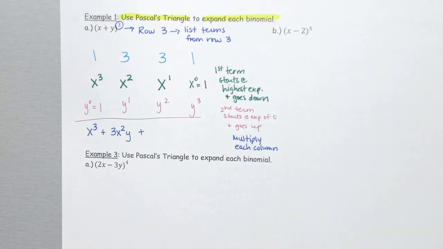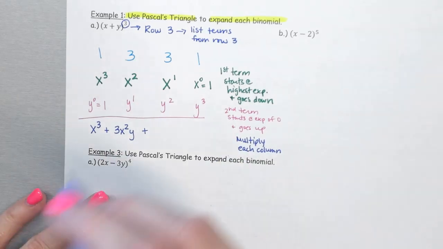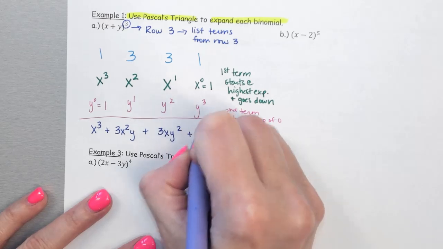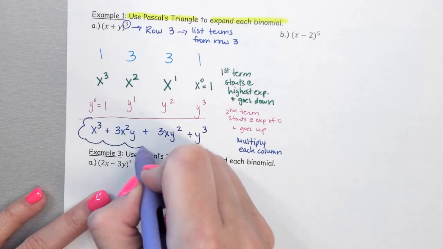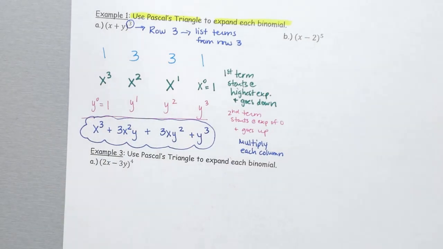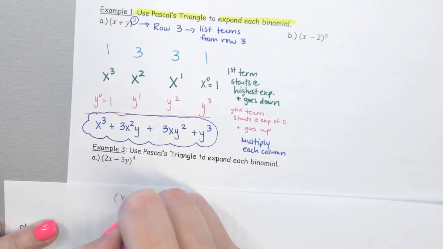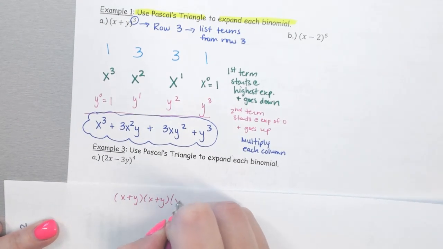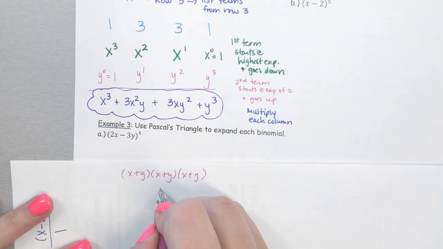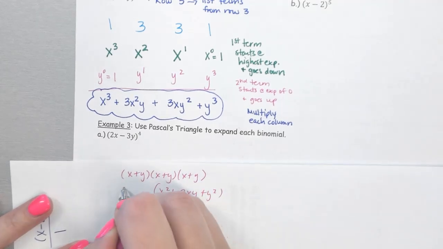And then don't forget to put your addition symbols in between. This is a polynomial. Okay, so you have 3xy squared plus y cubed. Okay, so before we learn Pascal's triangle, if you had x plus y to the third, you would multiply it out like this. Remember how we were foiling before? You could do that, right? x squared plus 2xy plus y squared and then multiply.